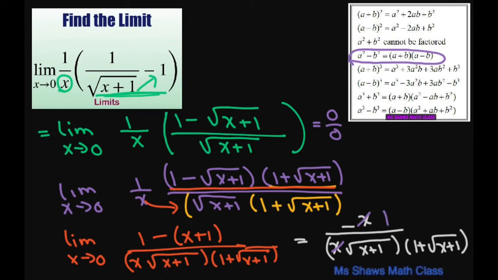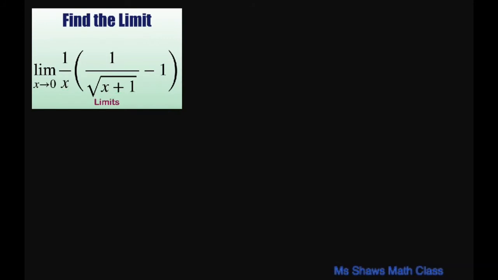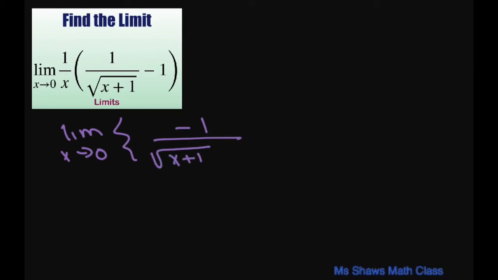So now let's see what we get. We're going to have the limit as x approaches 0 of negative 1 divided by square root of x plus 1 times 1 plus square root of x plus 1.